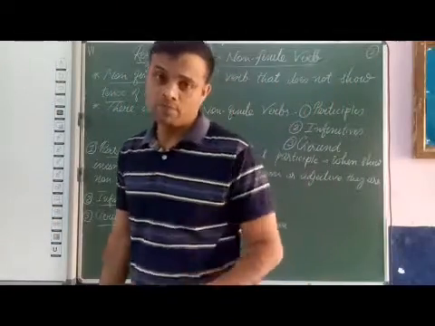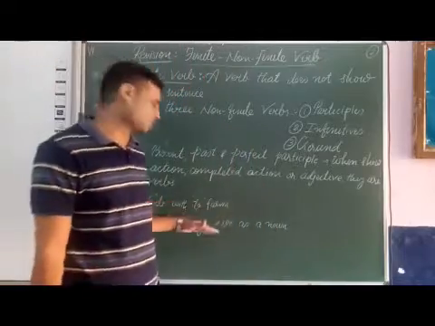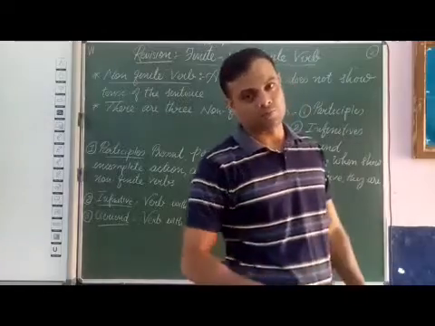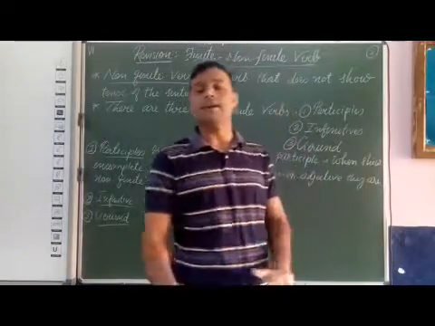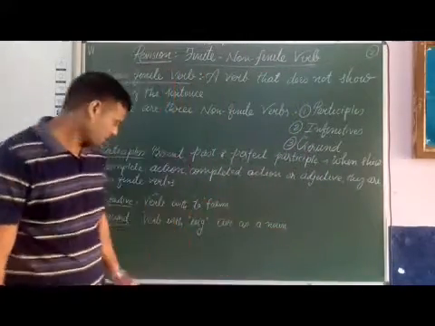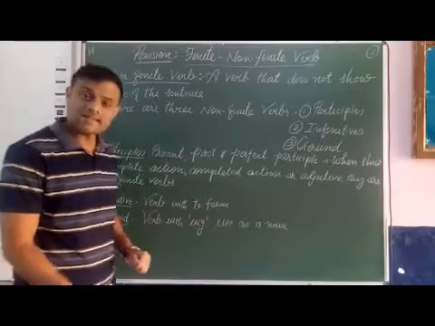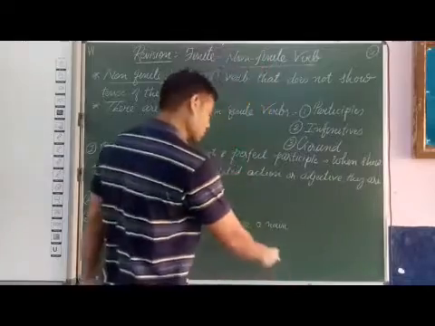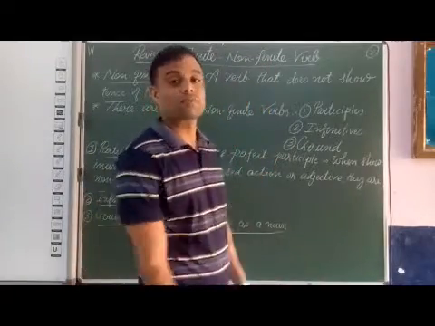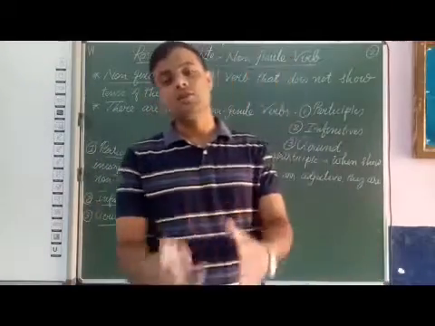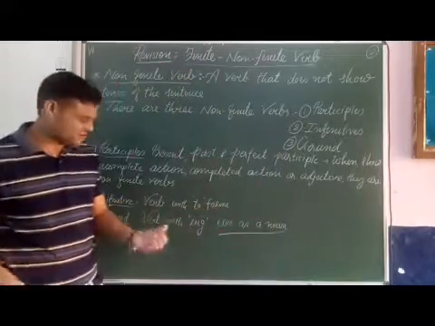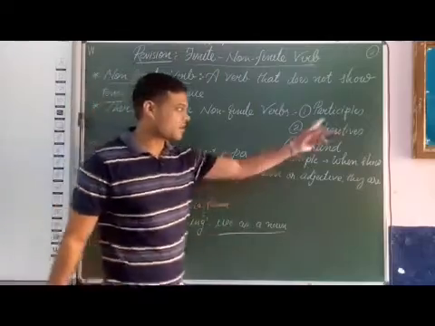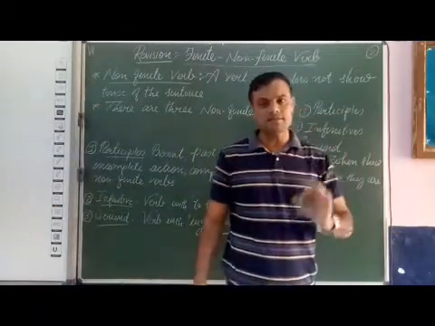Second, infinitive. An infinitive is the verb with to form, and it is always a non-finite verb. Third, gerund. A gerund is a verb with ing, but used as a noun. When a verb with ing is used as a noun, it is called a gerund. So the three non-finite verbs are participles, infinitives and gerund.